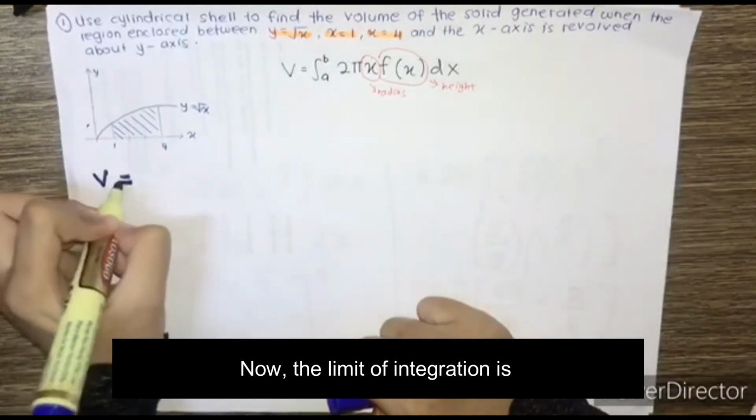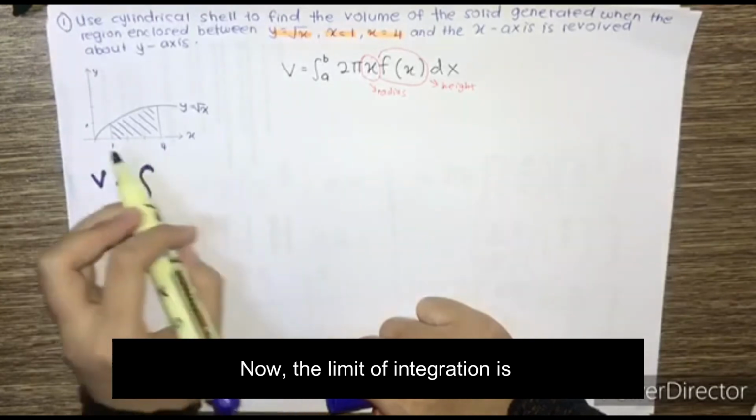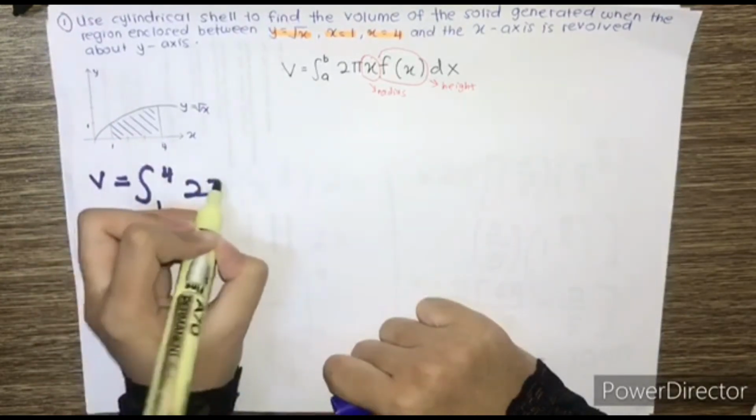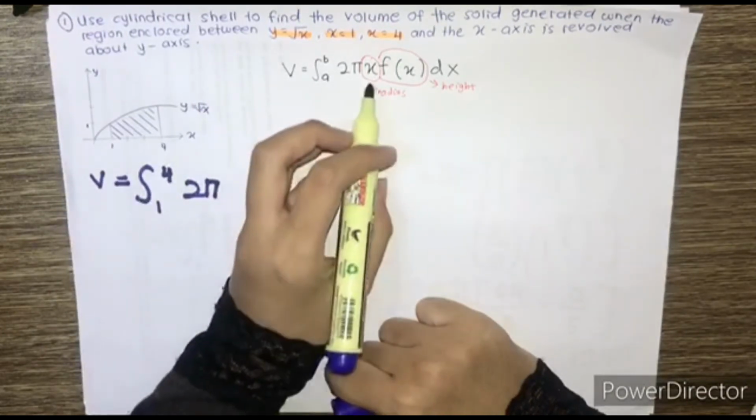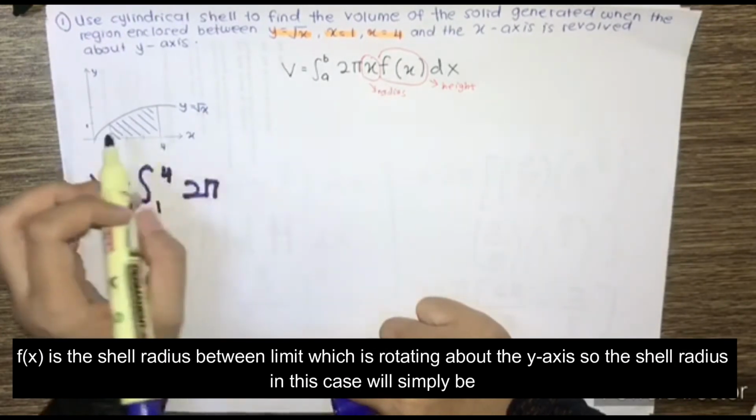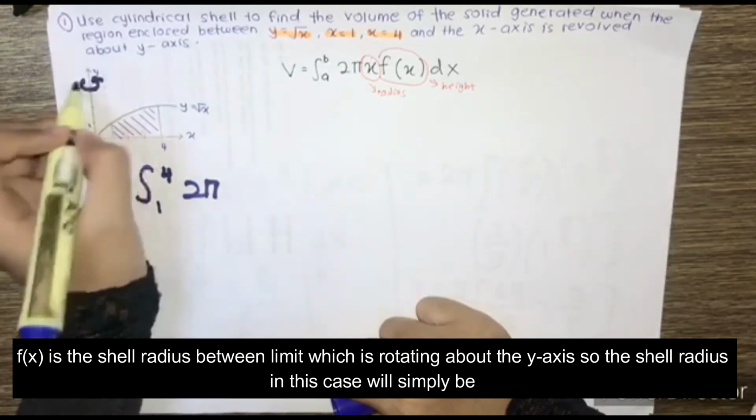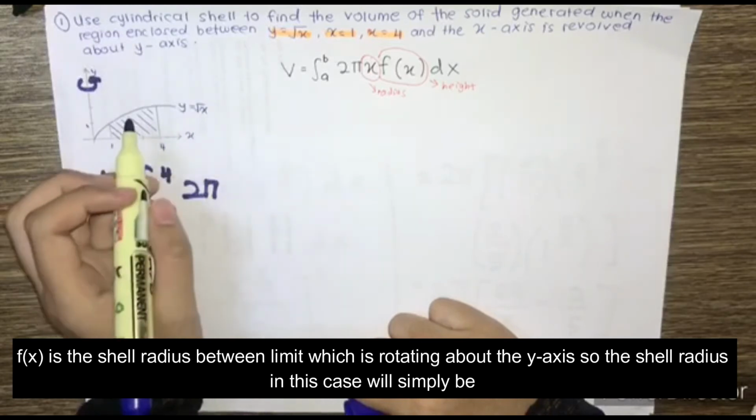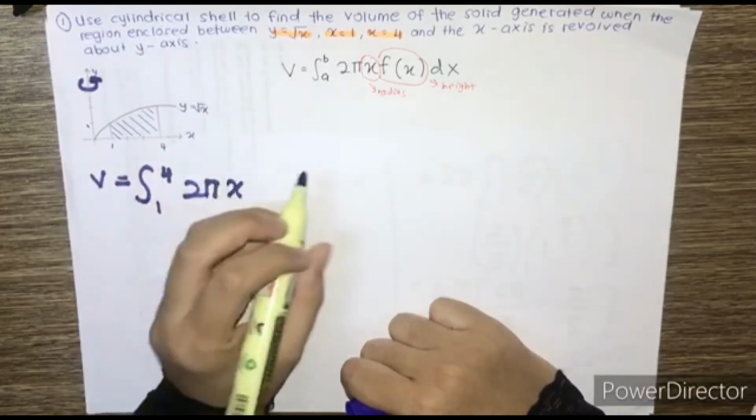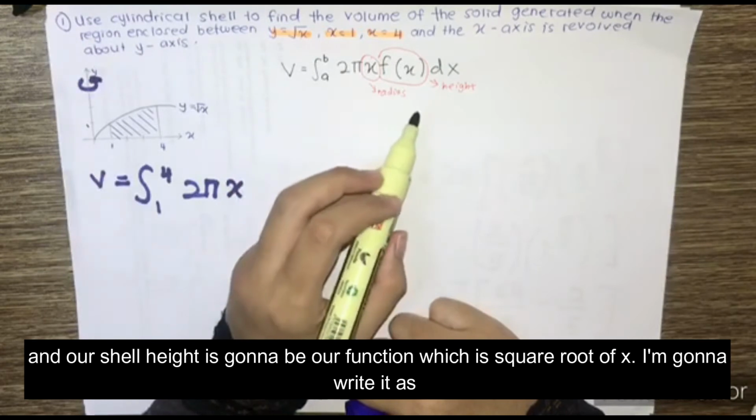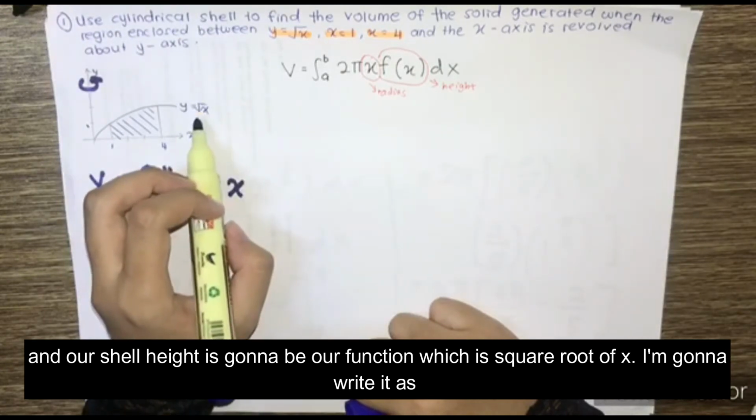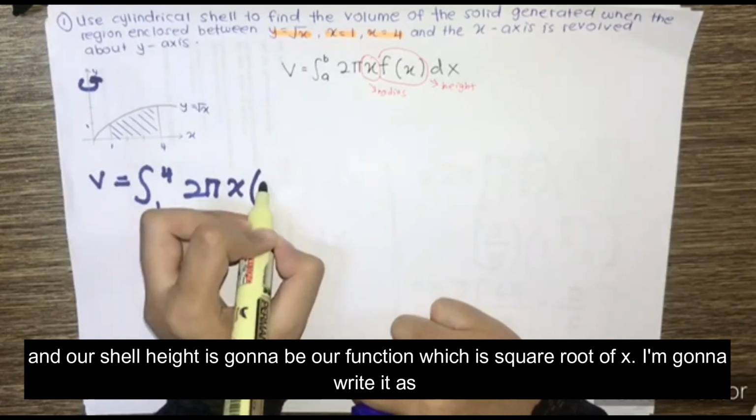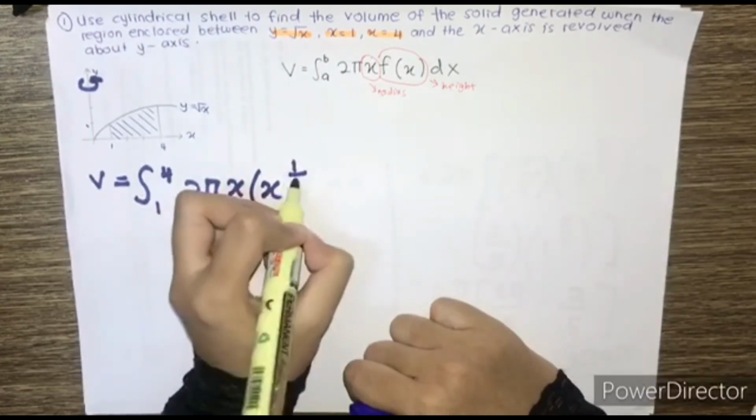Now the limit of integration is 1 to 4, with 2 pi. X is the shell radius between the limits, which is rotating about the y-axis. So the shell radius in this case will simply be x. And our shell height is going to be our function, which is square root of x. I'm going to write it as x to the power of 1 over 2.